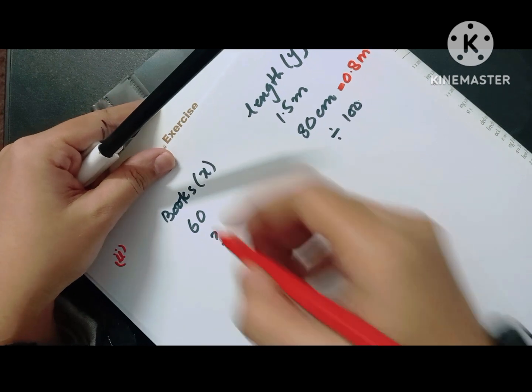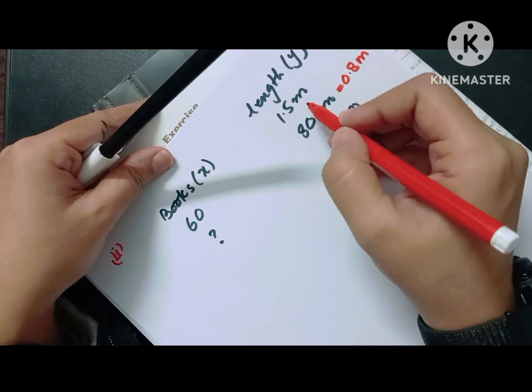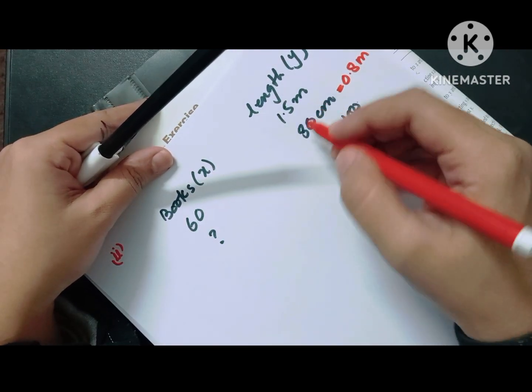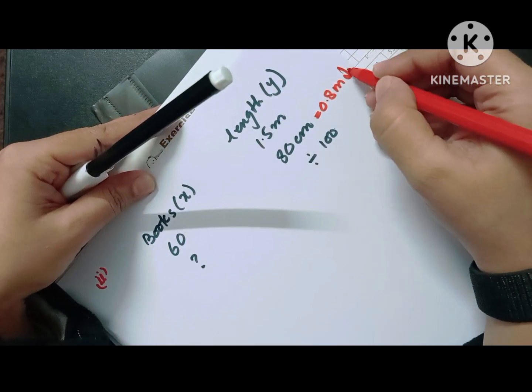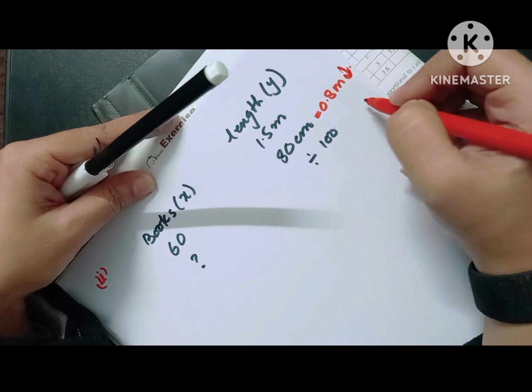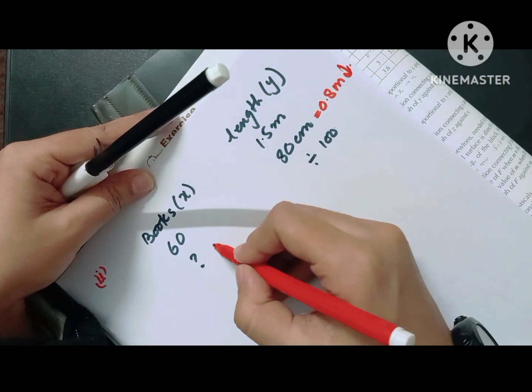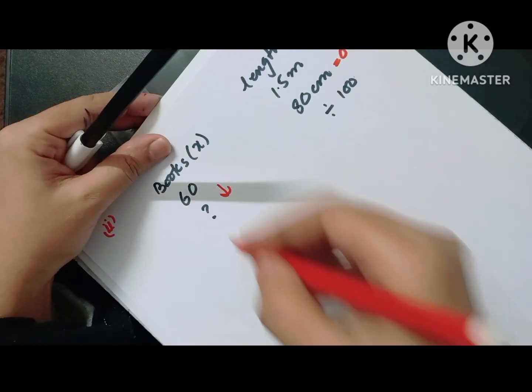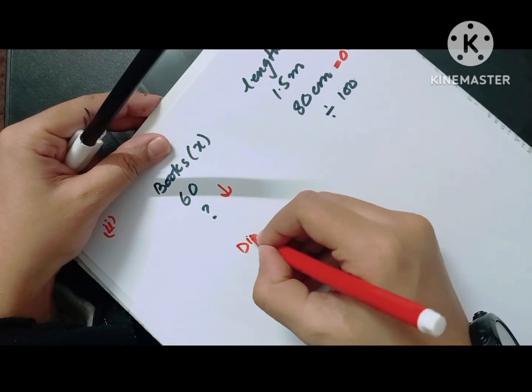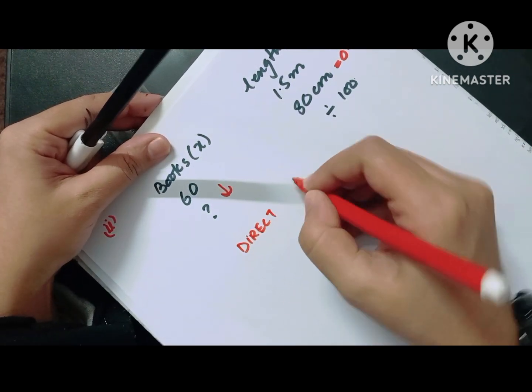Then if the number of books is 60, the length is 1.5. Now the length is decreasing, 0.8 is decreasing. Obviously the number of books will also decrease. Then the proportion is direct proportion.